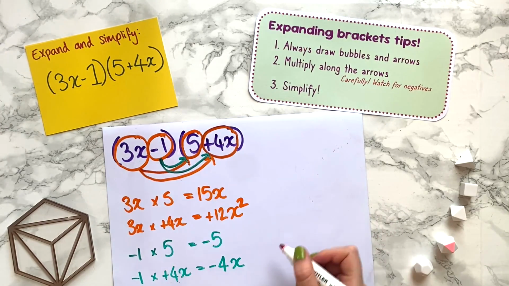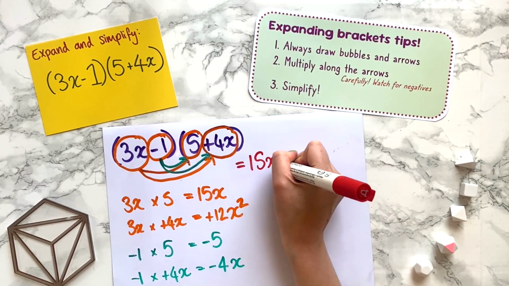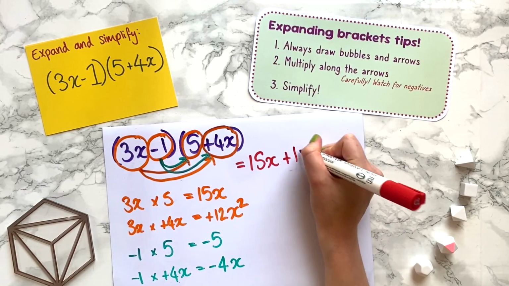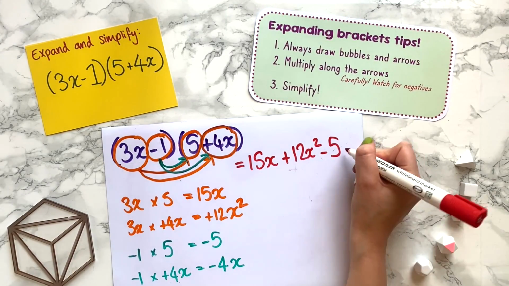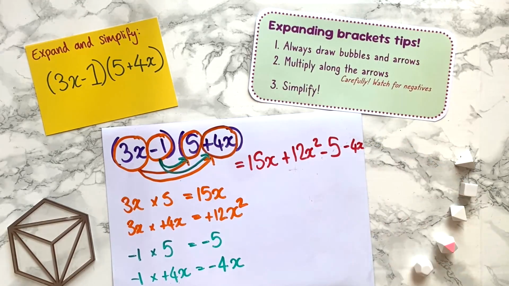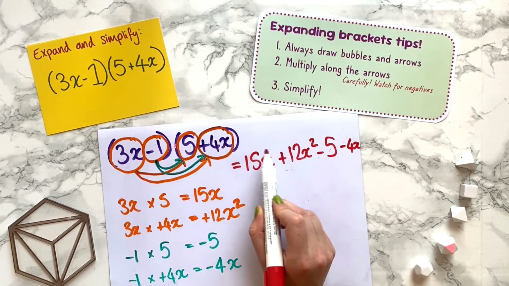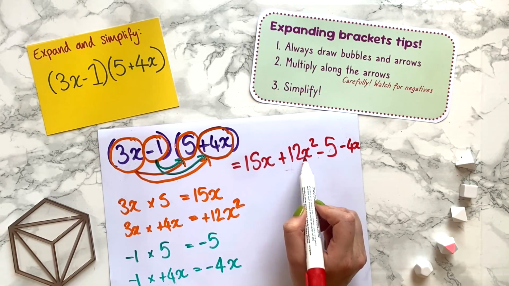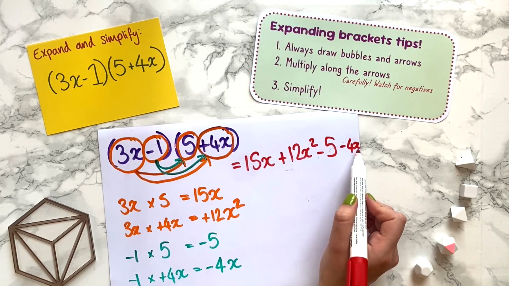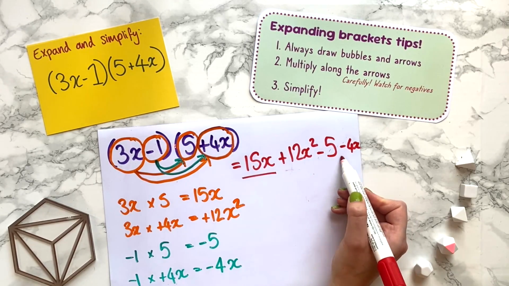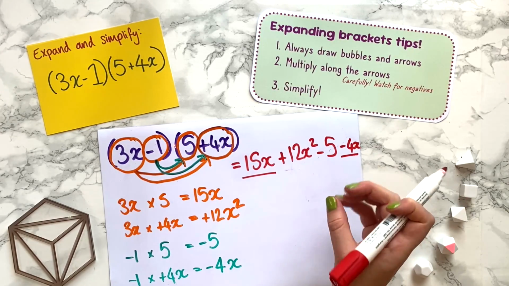So putting all of this together, we get 15x plus 12x squared minus 5 minus 4x. Now that's this expression expanded, but we need to simplify it. We have a number in an x term, a number in an x squared term, a number term, and then a number in an x term again. So these are the only two terms that can be squidged together. They're the only similar sort of terms.